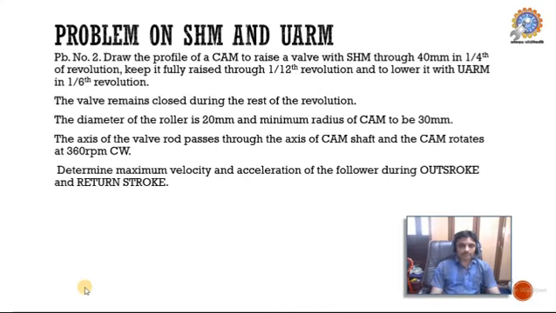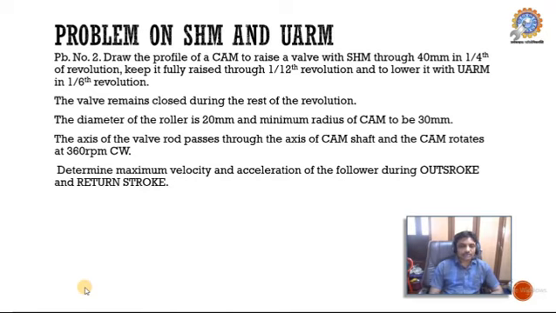Hoping all have understood the first problem, that is the problem on uniform velocity. Let us move on to the second problem, in which both components are given, simple harmonic motion as well as uniform acceleration and retardation motion. The problem is like this: draw the profile of a cam to raise a valve with simple harmonic motion through 40 mm in 1/4 of a revolution, keep it fully raised through 1/12th revolution, and lower it with uniform acceleration and retardation motion in 1/6 of a revolution. The valve remains closed during the rest of the revolution.